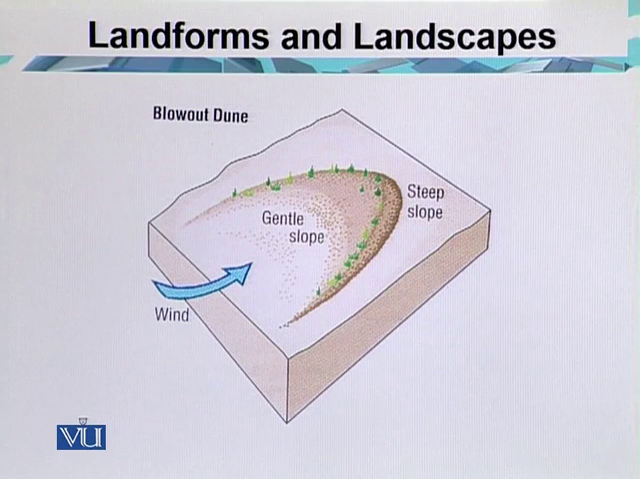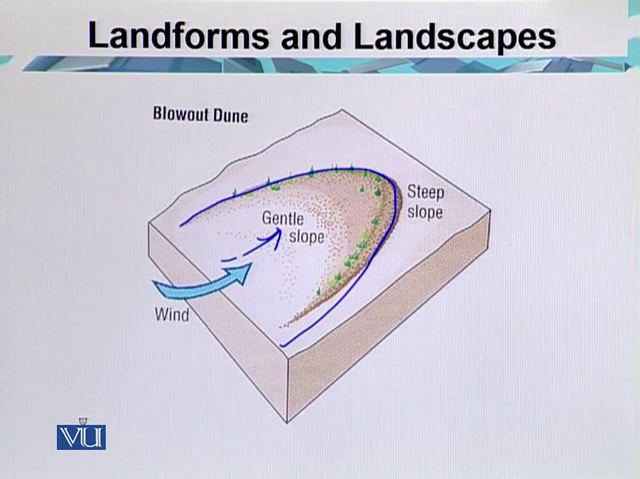Now this actually is a parabolic type of environment, but here we have wind action. Due to wind action, most of the material is lifted. So this is a gentle slope, but the steeper slope is the leeward side. So it's also called the blowout dune, and this shape is called the parabolic dune.